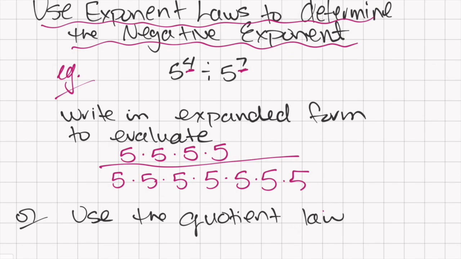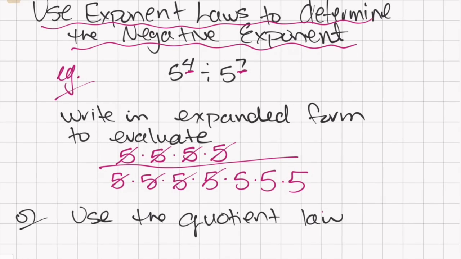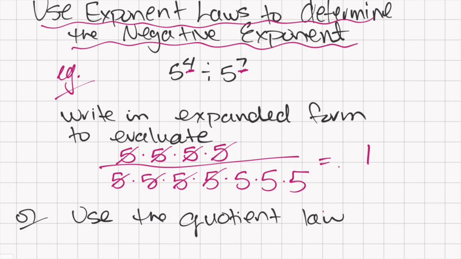Then, after we have that done, what we need to do is cancel out what we have on the top and the bottom. So I can cancel out the 5s that I have on the top and the bottom, and what I'm left with would be 1 over 5 to the exponent 3, because I have repeated multiplication of the 5 there 3 times. My final step for this question would be to evaluate the bottom, giving me 1 over 125.